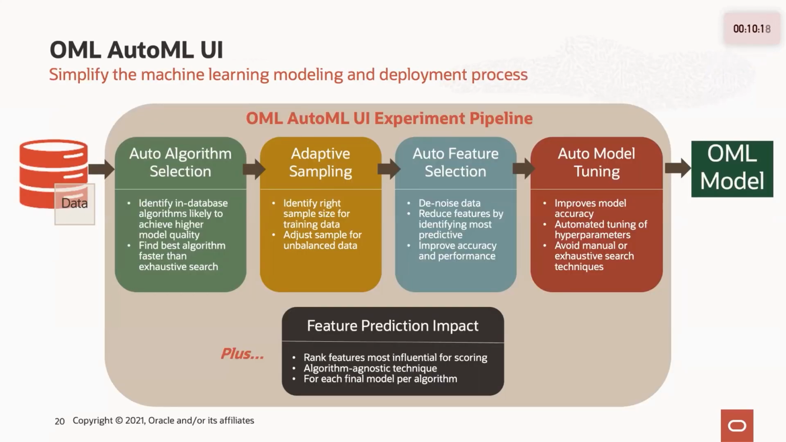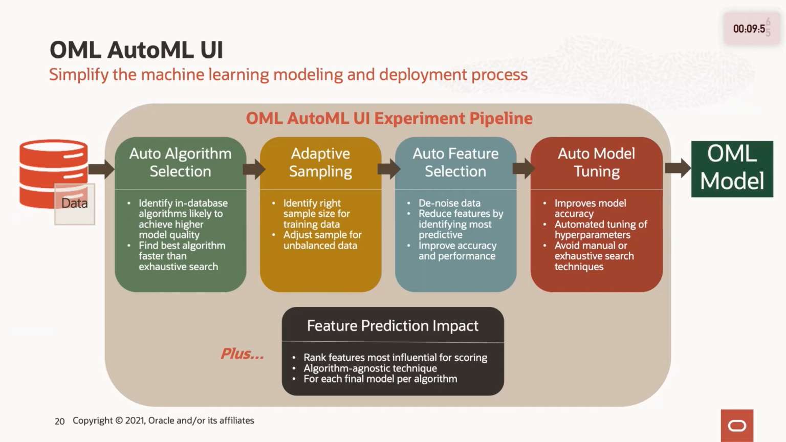So AutoML UI basically simplifies the process of building models, right? The idea is you have your data prepared and curated, right? And then you have the information you want, and you have a target in there, right? One of the columns in the data set is your target, what you want to predict.